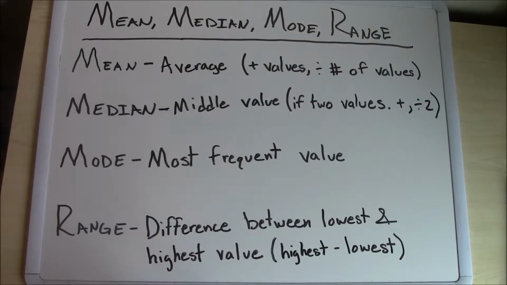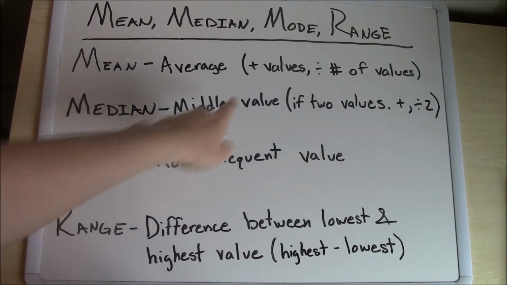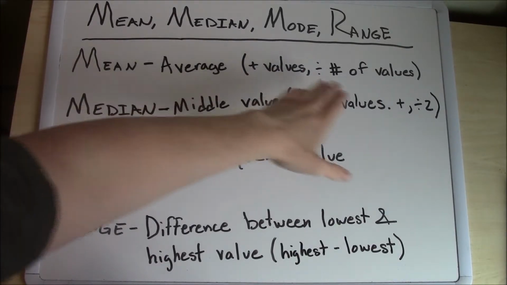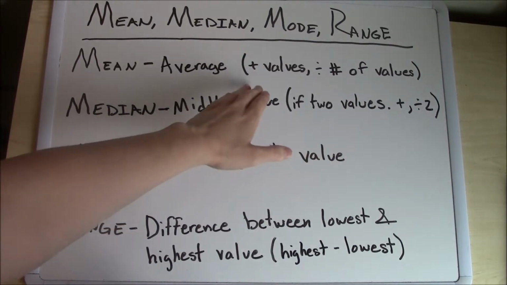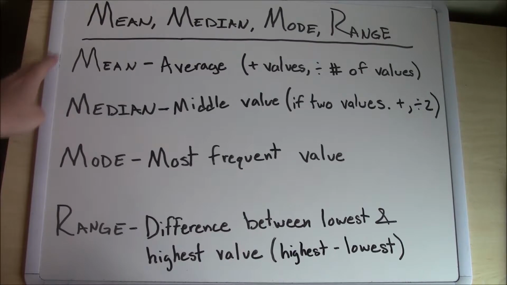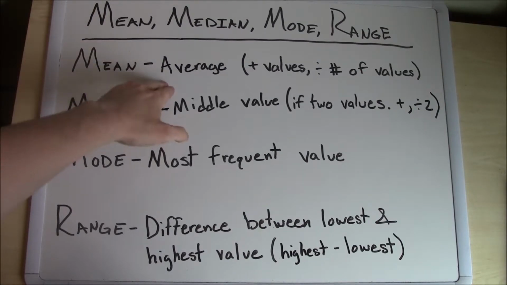Mean, median, mode, and range. So the definition for mean is the average, and to get the average you're going to add all the values that you have within your given problem, and then you're going to divide that by the number of values. So if you have 5 numbers you're adding up together, you're going to divide by 5. If you're going to have 3 numbers added up together, you're going to divide by 3, and that's going to get you your mean, which is the average.